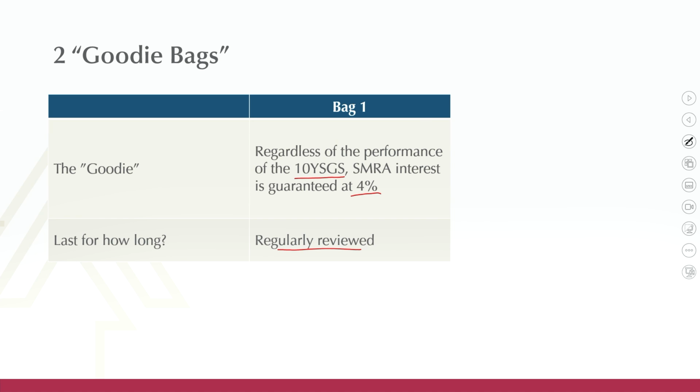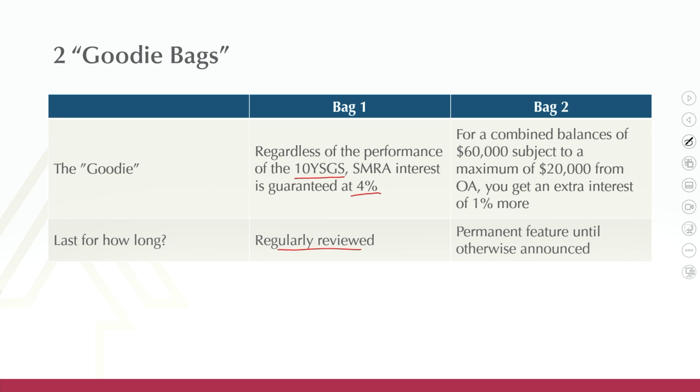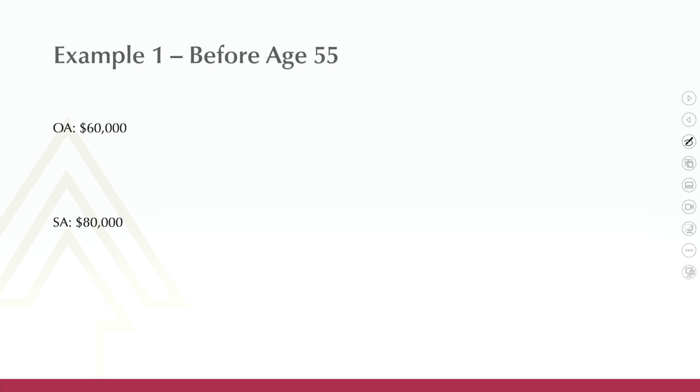So what was goodie bag number two? Goodie bag number two was that for a combined balance of 60,000 in your CPF account, up to a maximum of 20K in your ordinary account, you actually get an extra 1% interest. And this is a permanent feature until otherwise announced that it will be removed. So if that has not been announced, then this is a permanent feature. A lot of information to digest, so let us try to understand this by looking at this illustration over here.